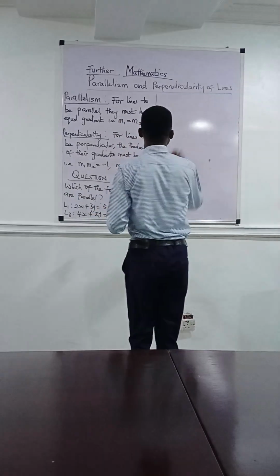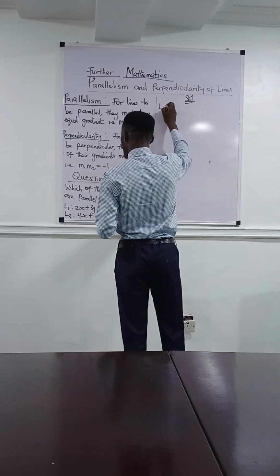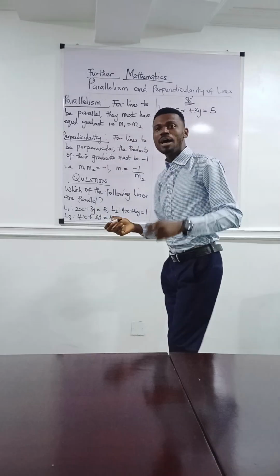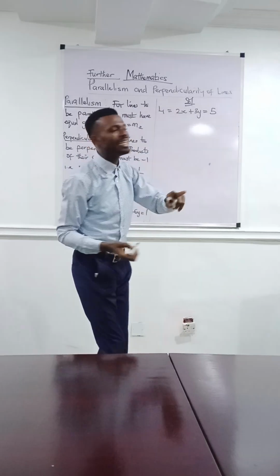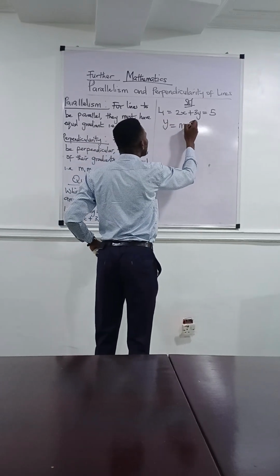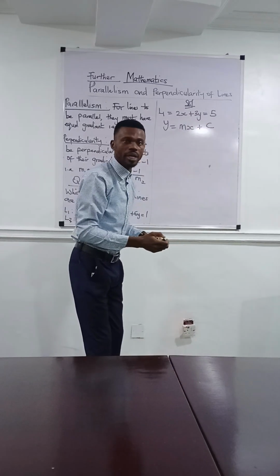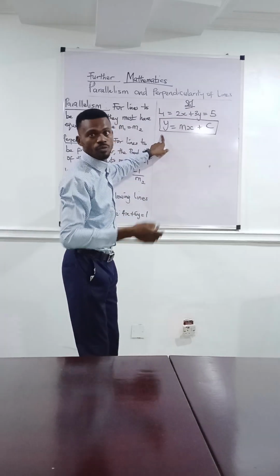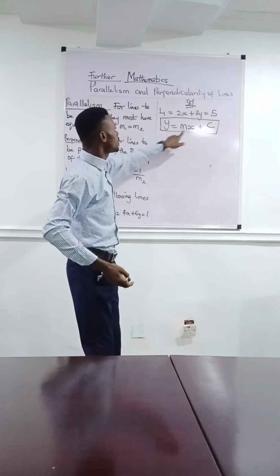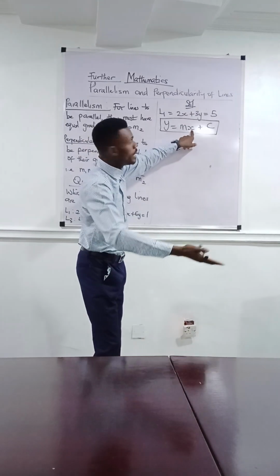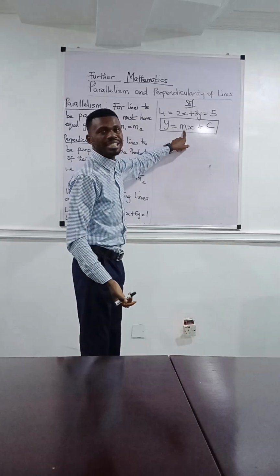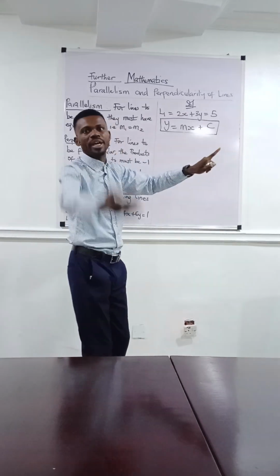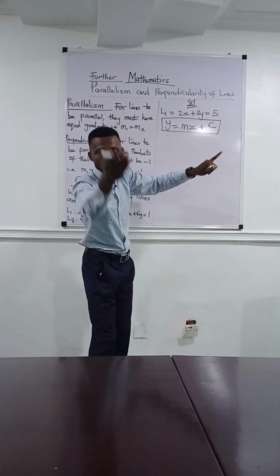Let's start with line 1. Solution: L1 is 2x plus 3y equal to 5. But we know that the equation of a line is in this format, y equals mx plus c. Here, y is your values for the y-axis, the vertical axis. x is your values for the x-axis, the horizontal axis. m is the gradient, and c is the intercept on the y-axis, or where the line cuts across the y-axis.